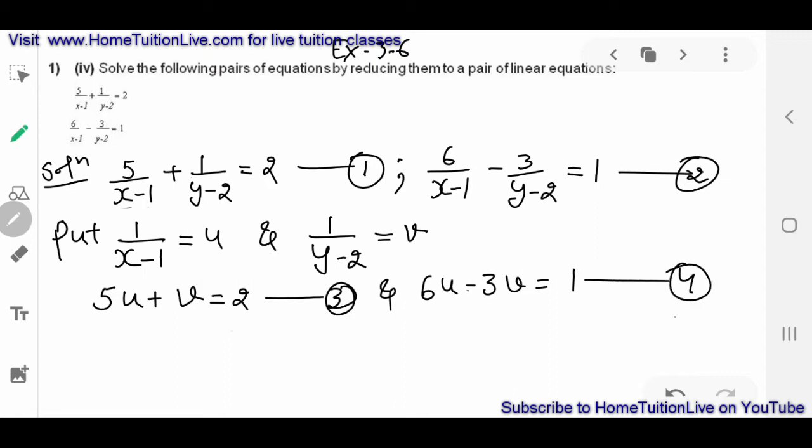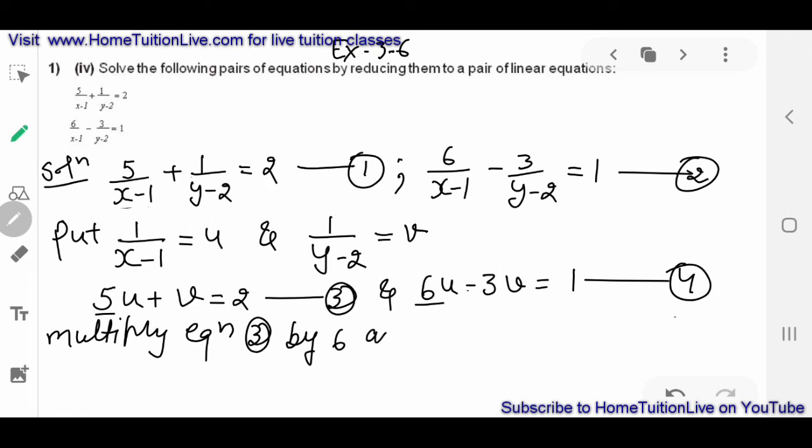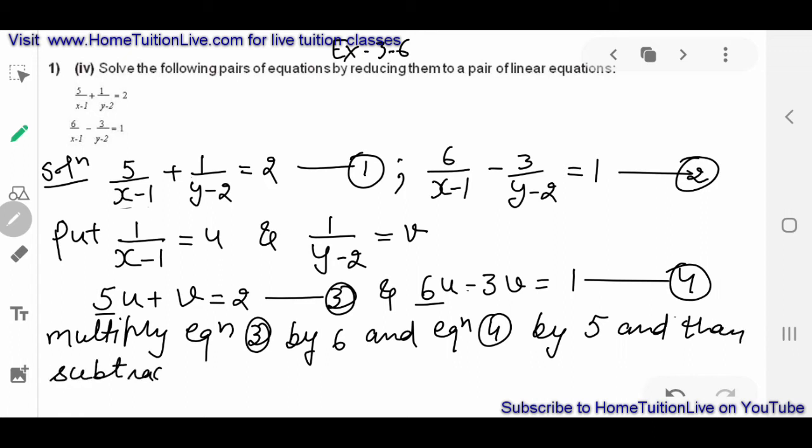Now we will solve these equations for u and v by the elimination method. In the elimination method, we first make the coefficients of either u or v equal. So I am making the u coefficients equal. So we will multiply equation 3 by 6 and equation 4 by 5, and then we will subtract the result.